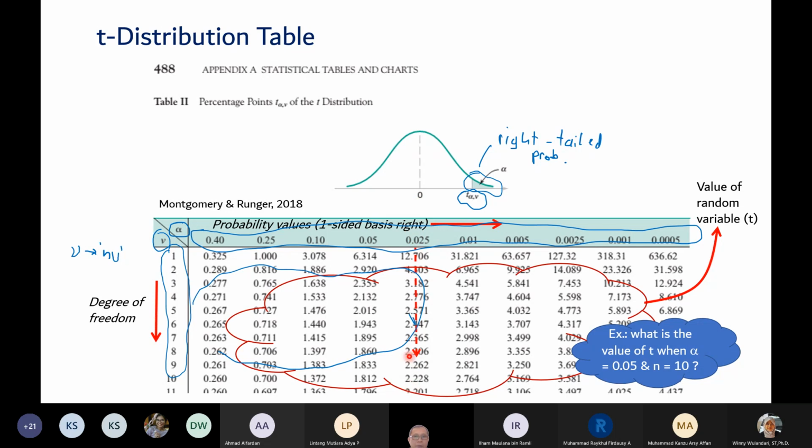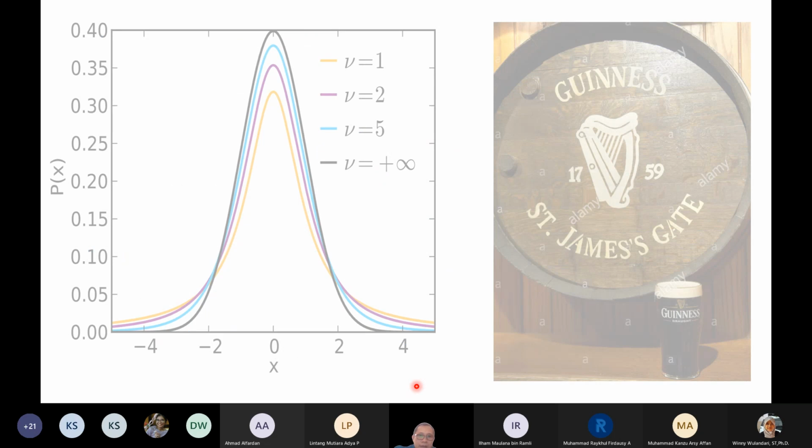And we need to find the t value that corresponds to the correct degree of freedom. We know from the previous formula that the degree of freedom is n minus 1 equals 9, right? So the t value is this one. This is the degree of freedom, and this is alpha over 2. And this is the t value that corresponds to those two numbers, which is 2.262. Okay, any questions?